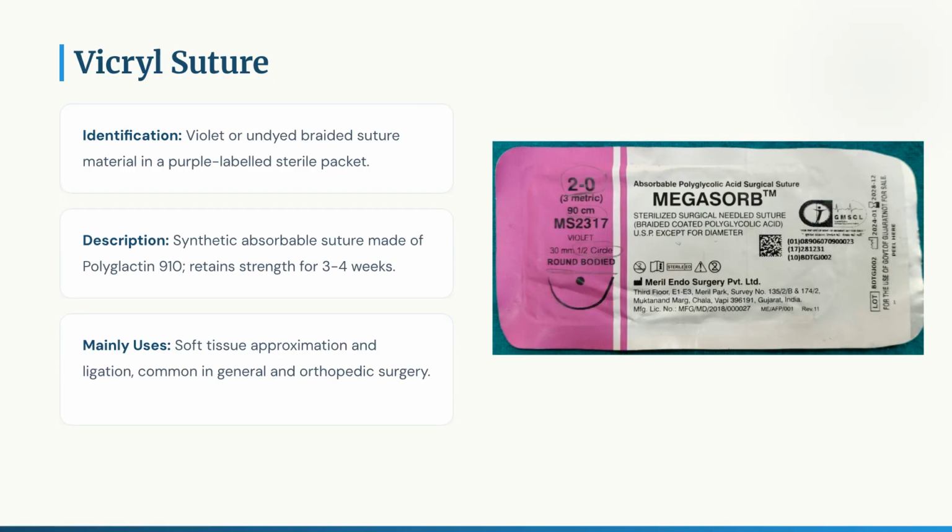Vicryl suture is a synthetic absorbable suture made of polyglactin 910. It is commonly used for soft tissue approximation and ligation in general and orthopedic surgery.